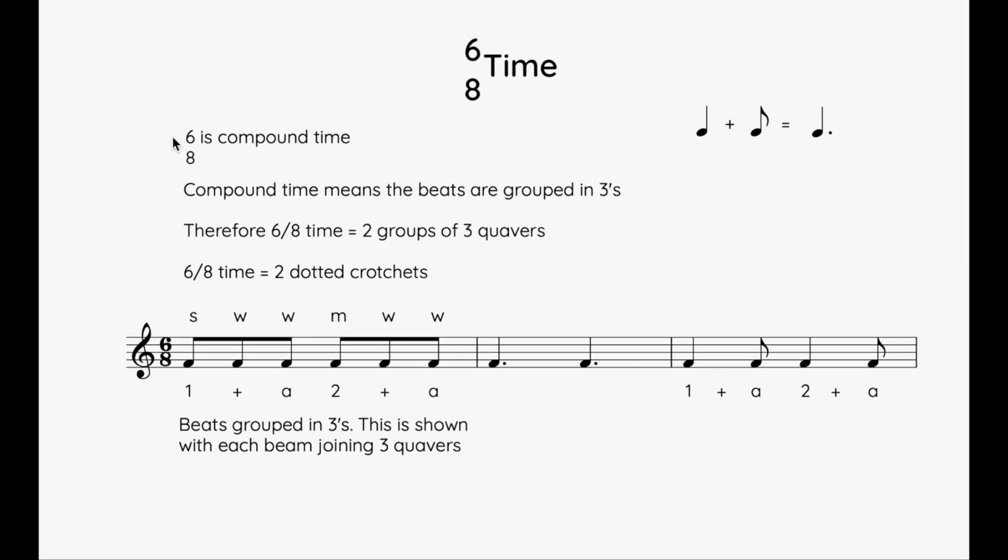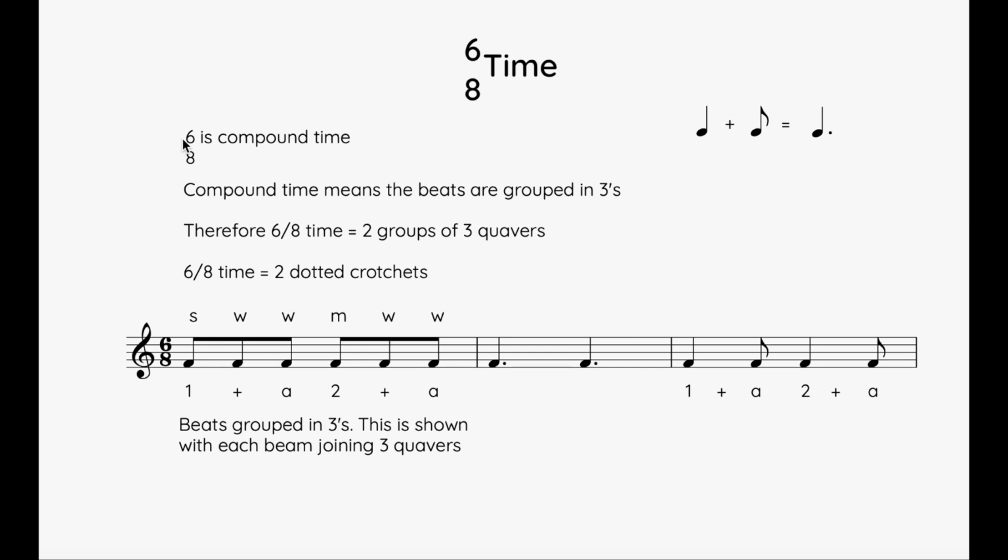What does 6/8 mean? Well, we have 6 on top and we have 8 on the bottom. 6, the top number, tells us how many beats are in the bar. There's 6 beats. The bottom number isn't a number. It looks like a number, but it's a name for the type of beat. So 8 is a name for quaver. Therefore, there are 6 quavers in the bar, as you can see displayed here.